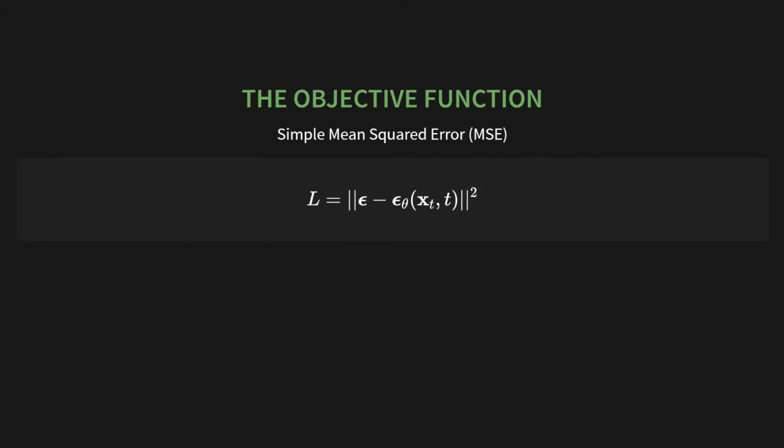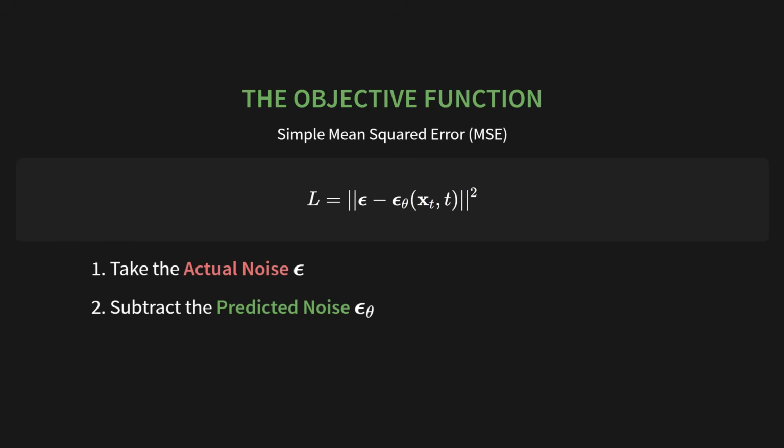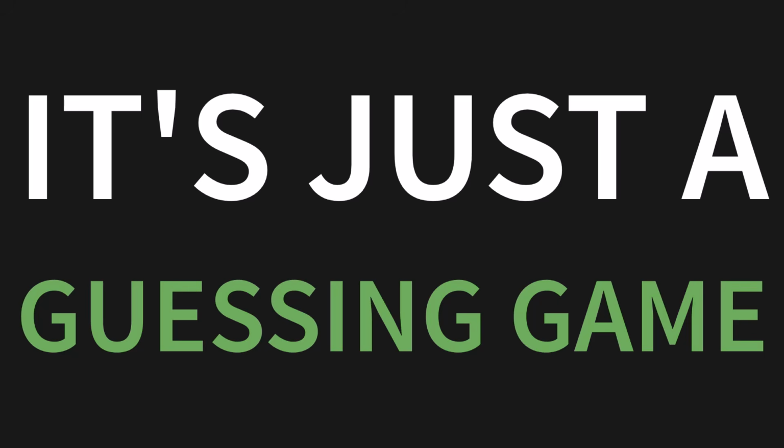And what does that comparison look like? The objective function is beautifully simple. It's just the mean squared error, or MSE. As you can see in the formula, the loss, L, is just the squared difference between the actual noise, epsilon, and the predicted noise from our model, epsilon theta. That's it. 1. Take the actual noise. 2. Subtract the predicted noise. 3. Square the difference. The entire complicated, mind-bending process of training a diffusion model boils down to a simple guessing game. We're just showing the model a noisy image and asking, hey, what noise did I add? And we train it to get better and better and better at that one simple task.